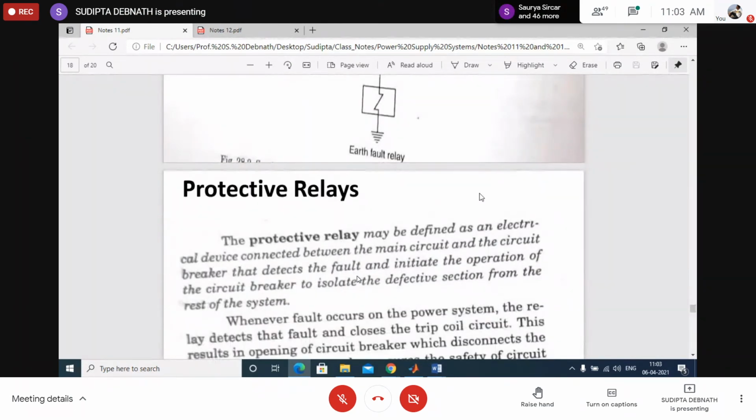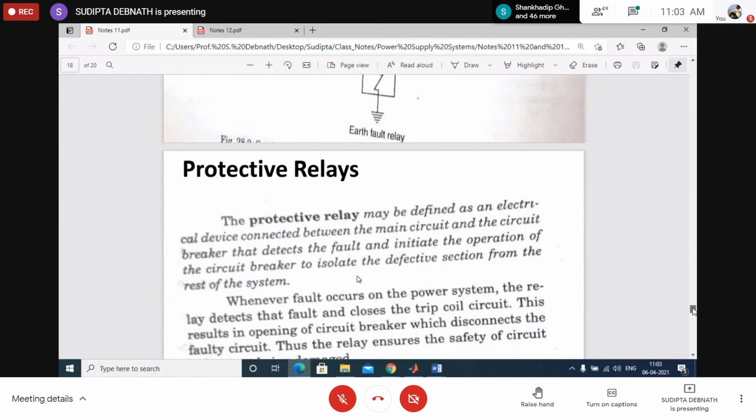Maybe you will not understand what an earth fault relay is, but from the name you can understand it says earth fault. Earth fault is also a special type of fault where ground is involved. That also we'll learn later on.